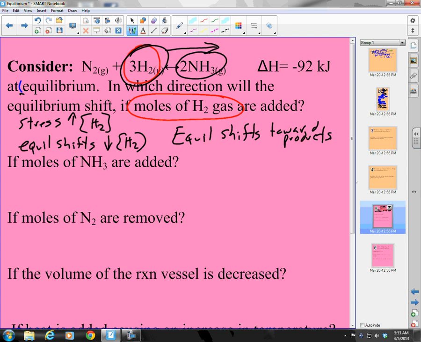Okay, now let's take a look at the next part. If moles of ammonia are added, okay, let's clean up my mess up here.